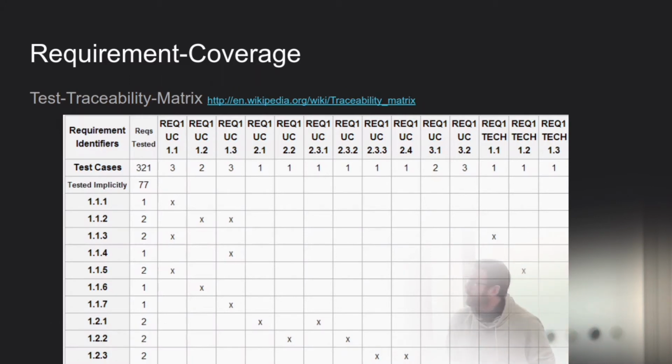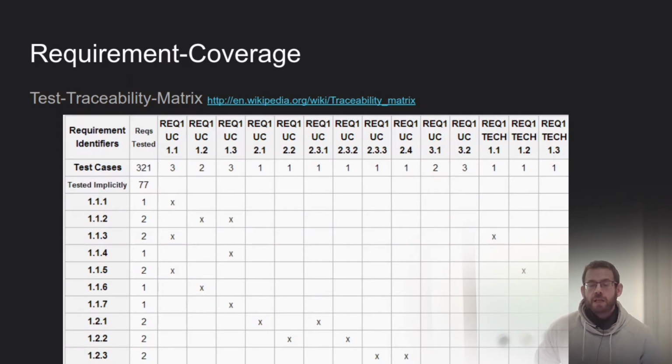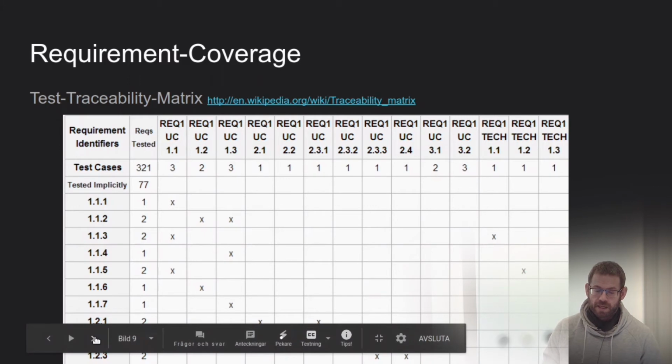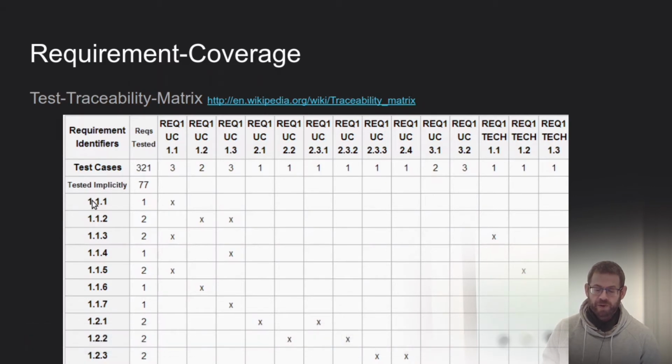I've also shown you the traceability matrix. Since we get so many test cases, we need some way to communicate how well we are covering different use cases, and to be able to communicate how good we are at testing. The way I'm going to show you this is the test traceability matrix, and we talked about this last time. We have the requirements up here, and then we have test cases on the y-axis. If test case 1.1.1 is testing requirement 1, then we have an X here.